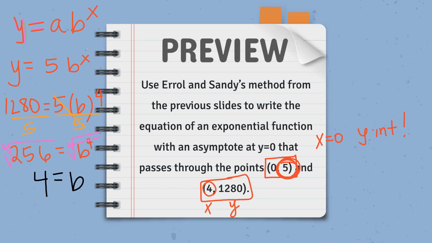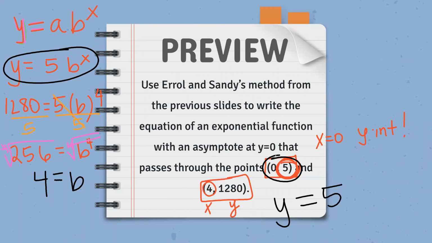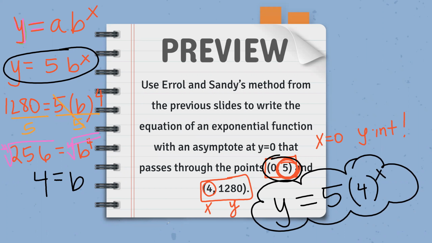So now I can complete my equation because I figured out what b is. y is equal to 5, because that's the y-intercept, times 4 to the x, since I calculated b is 4. And that's my equation. When you're given a y-intercept, it's pretty simple.